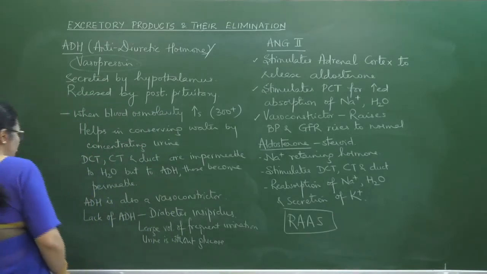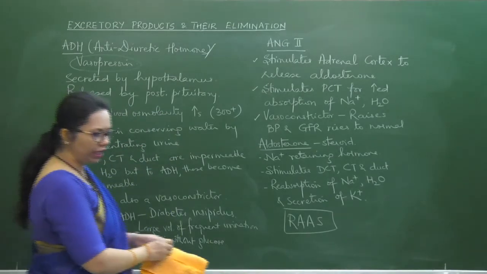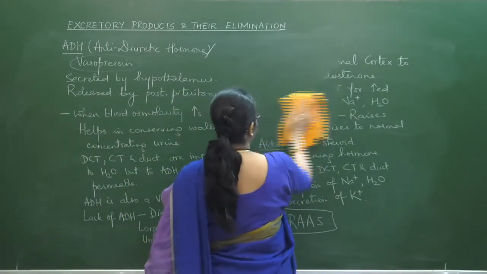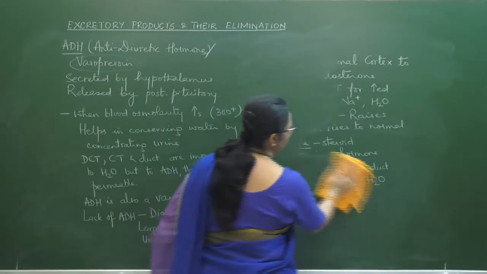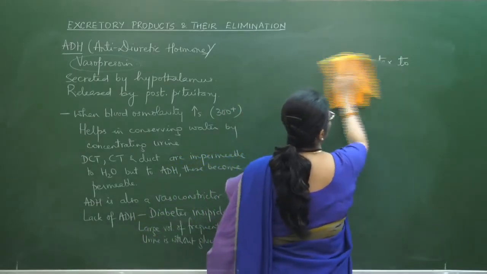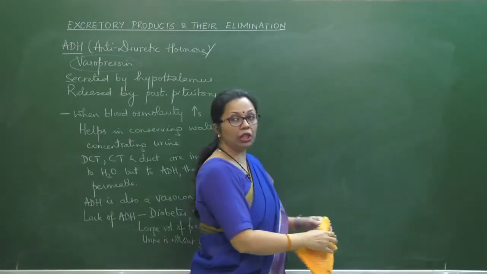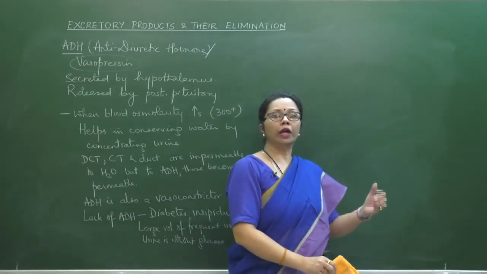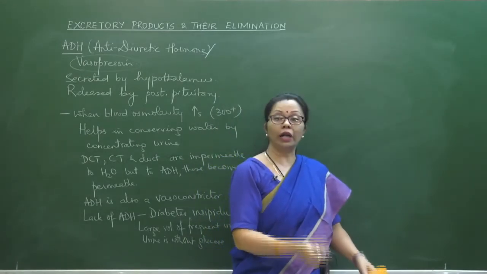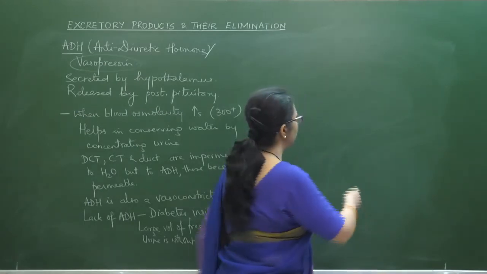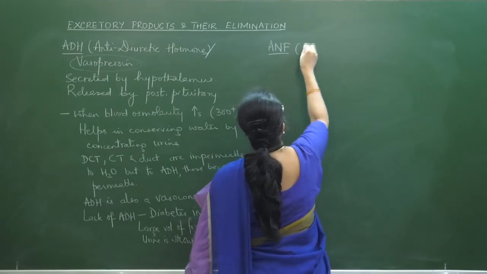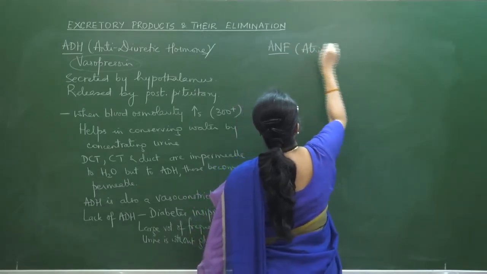Now these two systems are maintaining our blood volume, and they are very much under negative feedback. They are controlled as soon as the system is able to come back to normal. But still water and NaCl are so important for the body that there is one alternative also, that if the system fails, there is another thing to take care of. So that is ANF, atrial natriuretic factor.